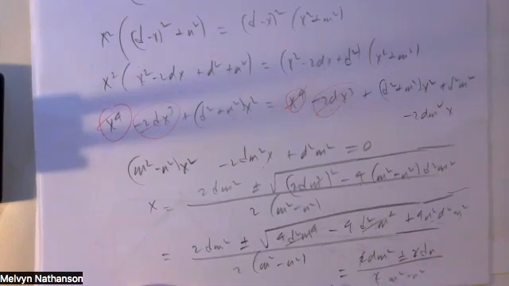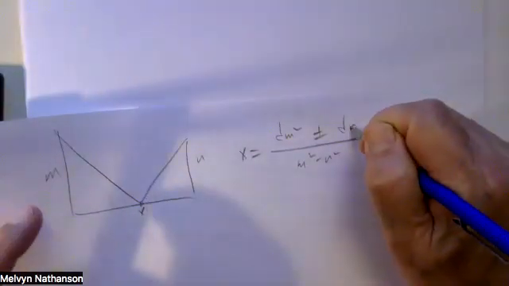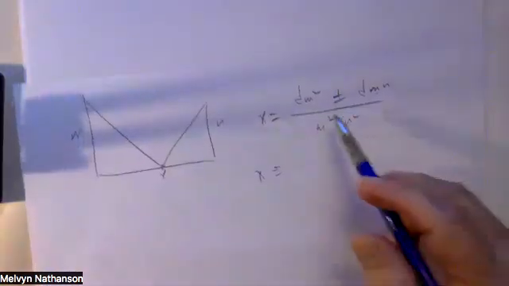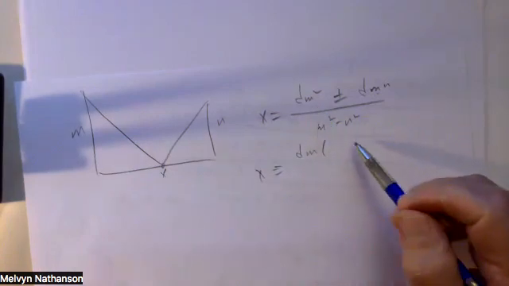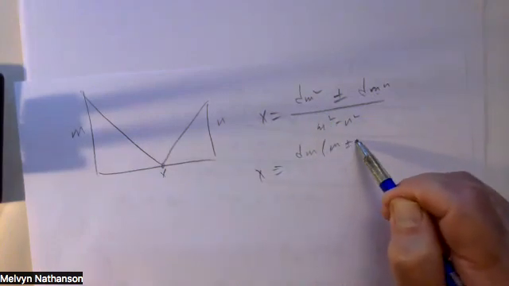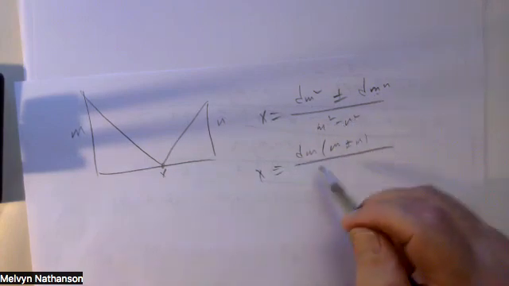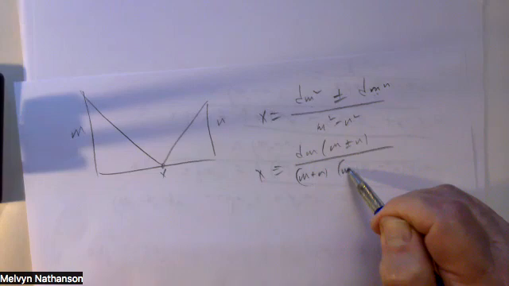So that's equal to 2dm squared plus or minus the square root of 2d mn. Aha, that looks a little bit better. So x is equal to dm squared plus or minus d mn. If I can factor out dm, this is dm times m plus or minus n over, and this factors into m plus n, m minus n.